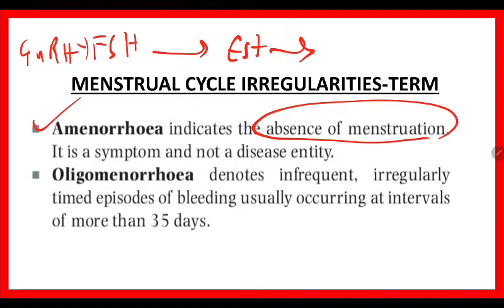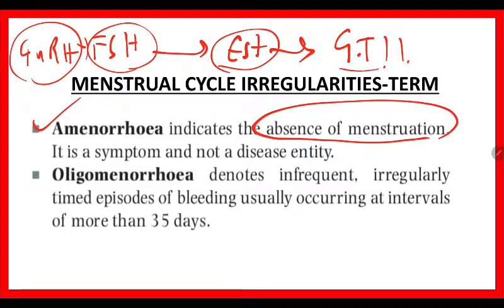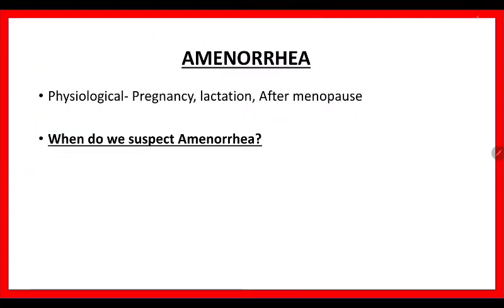Although there is shedding of endometrium, and the menstrual bleed is present in the uterus cavity, it is not coming out. So there could be some pathology at the genital tract also. When we are investigating amenorrhea, the etiology could be at the hypothalamus, pituitary, ovary, or the genital tract.